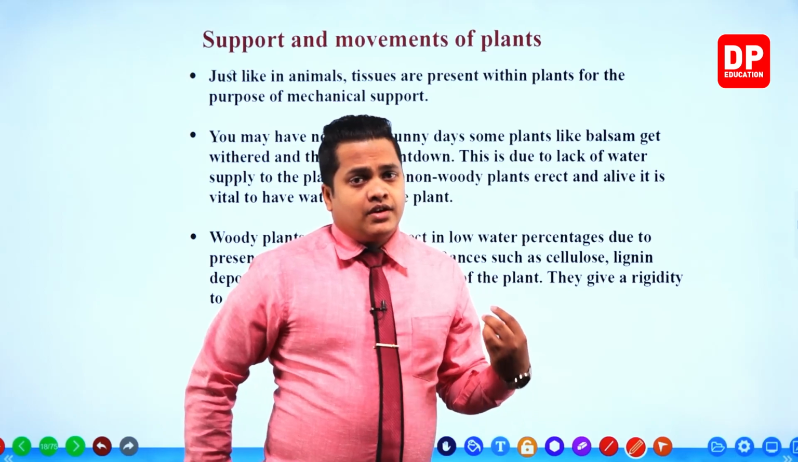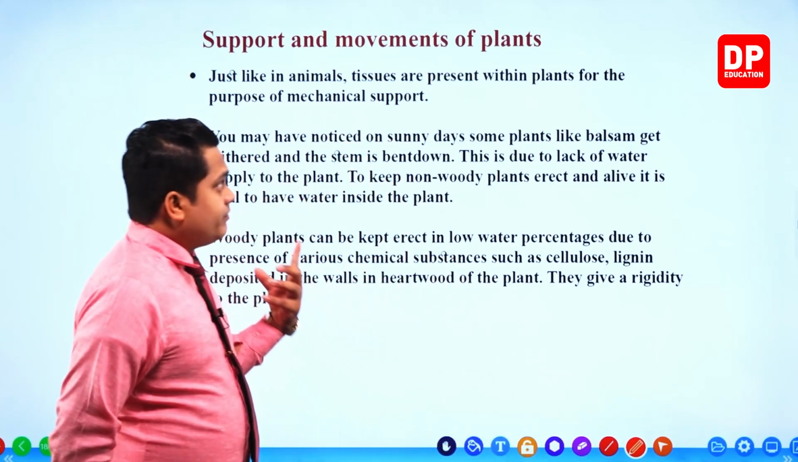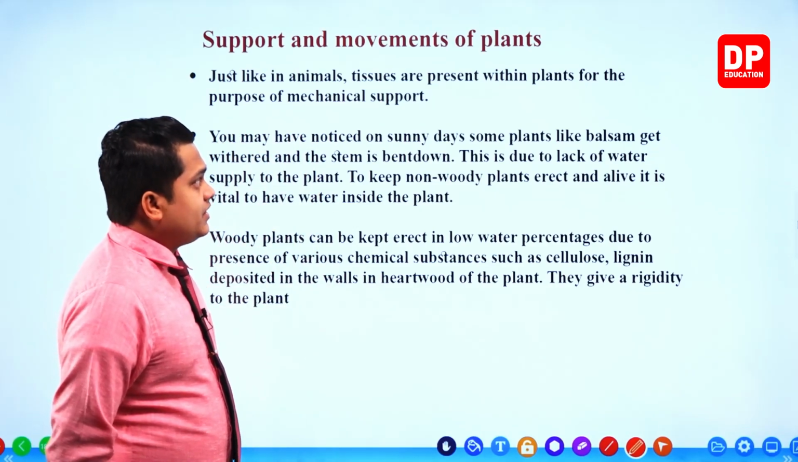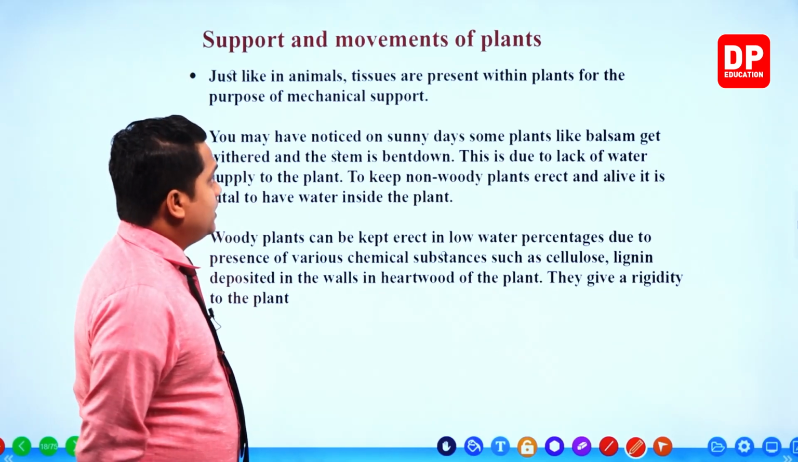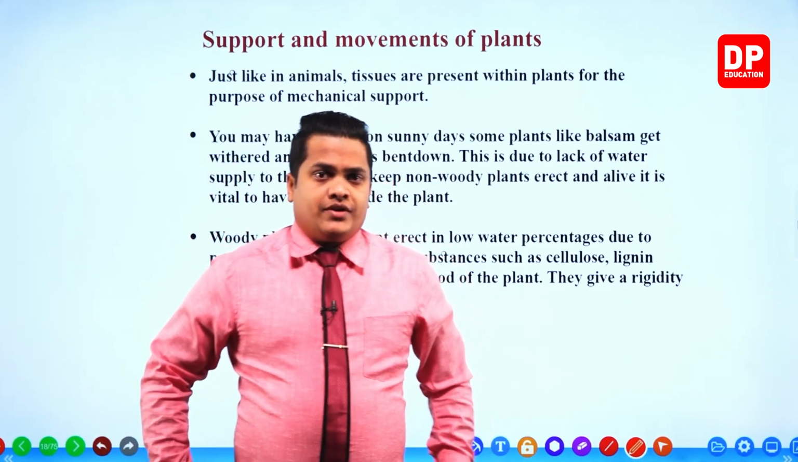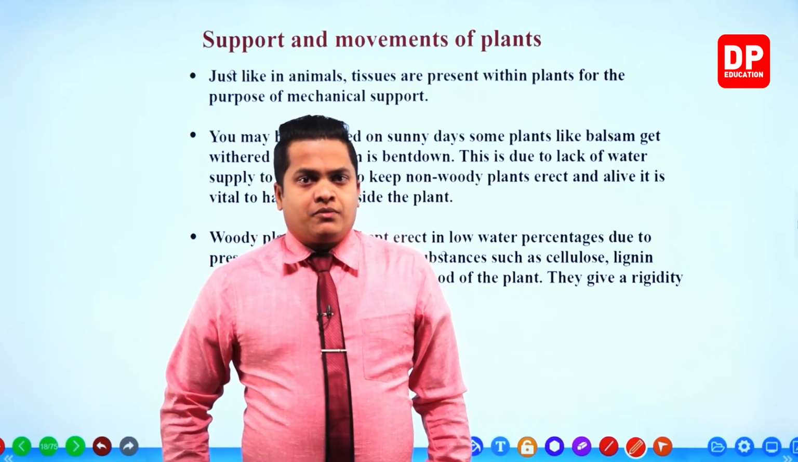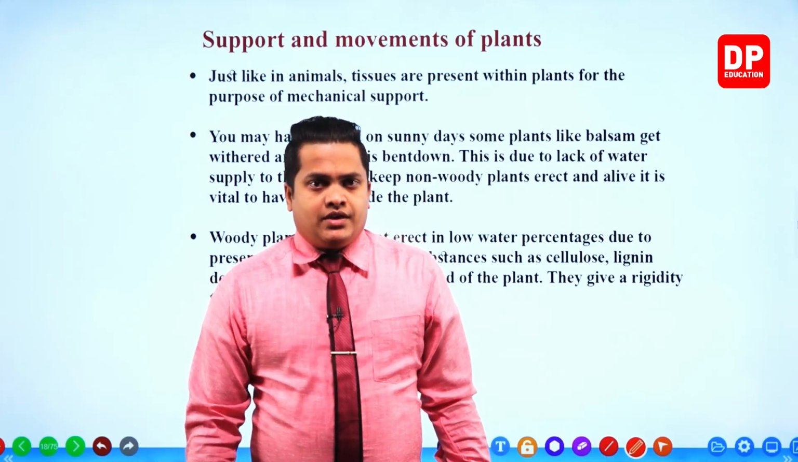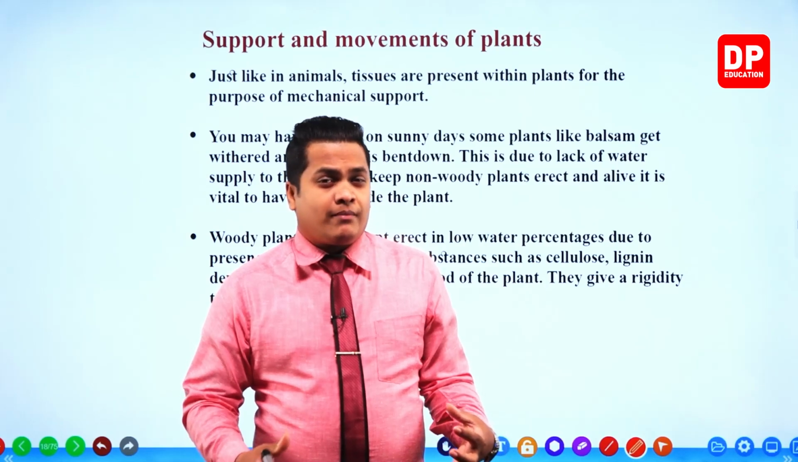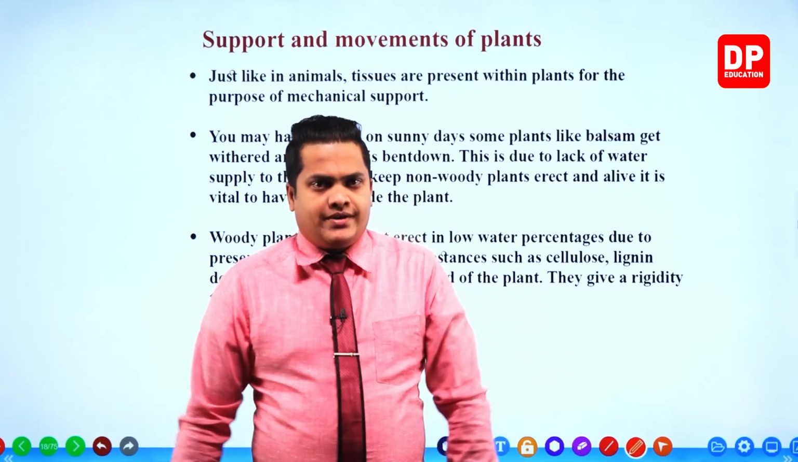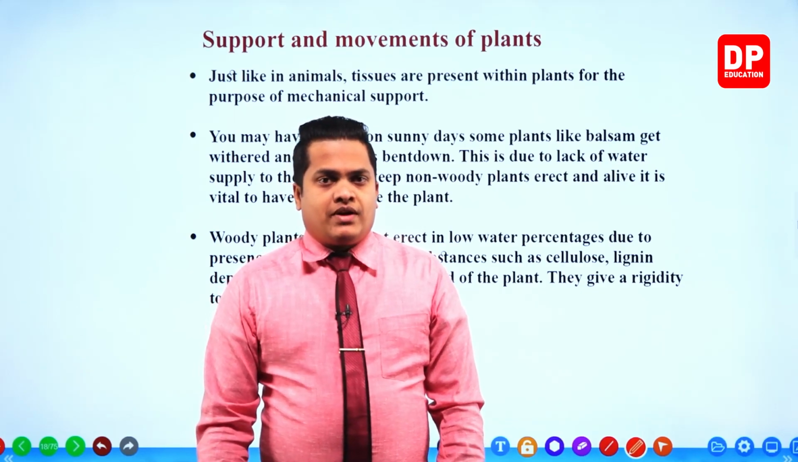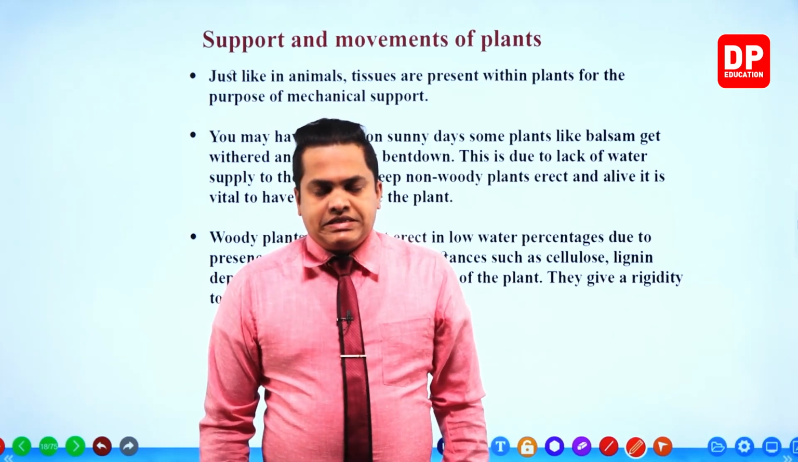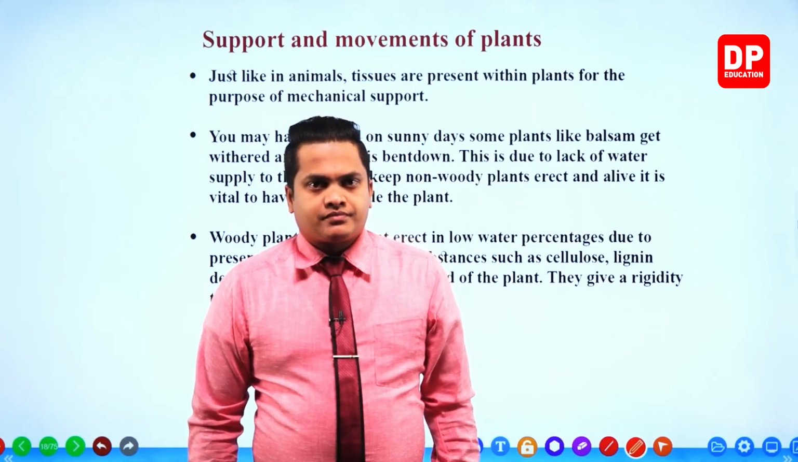So, not only for the motions, but here it is given that for the mechanical support also, tissues present within the plant are helpful. So what do you mean by the mechanical support? Mechanical support means, my dear children, it's the support given out by a plant, right? It's the support given out by, not a plant, actually it should be a special structure, right? It is the support given out by a special structure in order to keep the plant rigid and erect. This is referred to as the mechanical support, right?